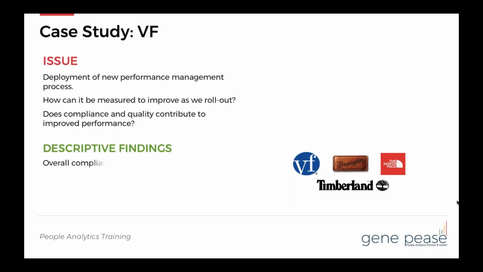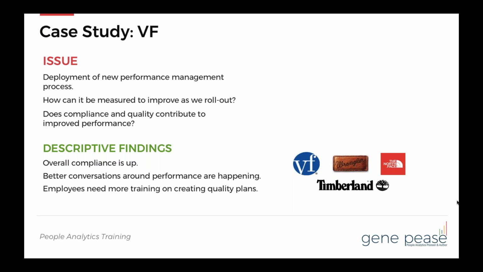The descriptive findings showed us that overall compliance is up. That's good. There were better conversations around performance that were happening. That's also a good sign. But there weren't very many good quality plans. And so employees needed more training on how to create a quality plan. So VF adjusted the rollout and the training of the rollout based on that. Now, this is all not statistical data. This is really a lot of survey and interview data that came from this.